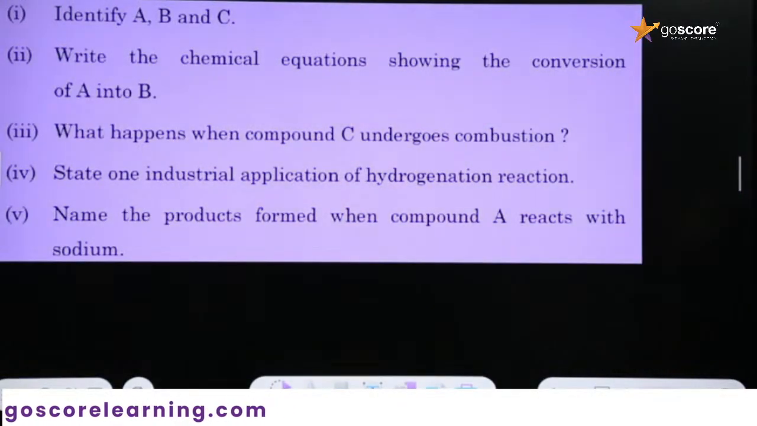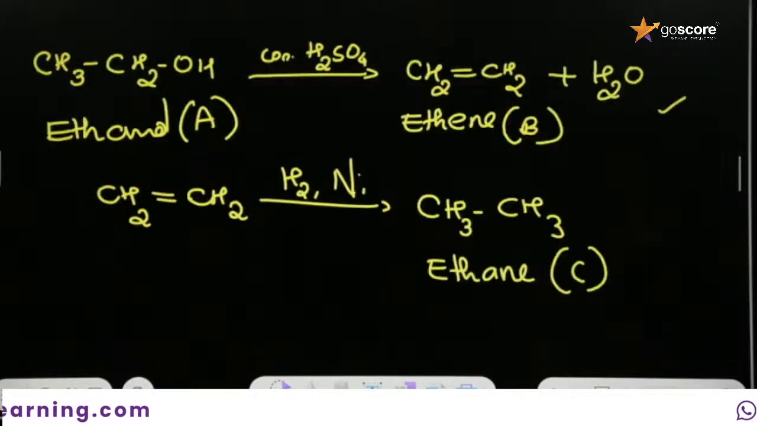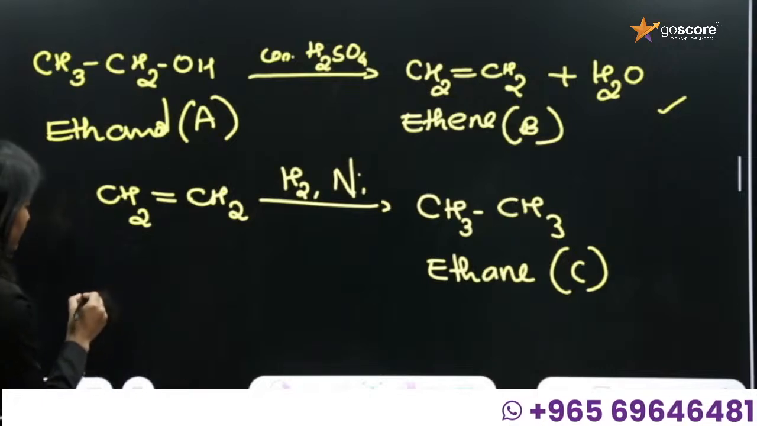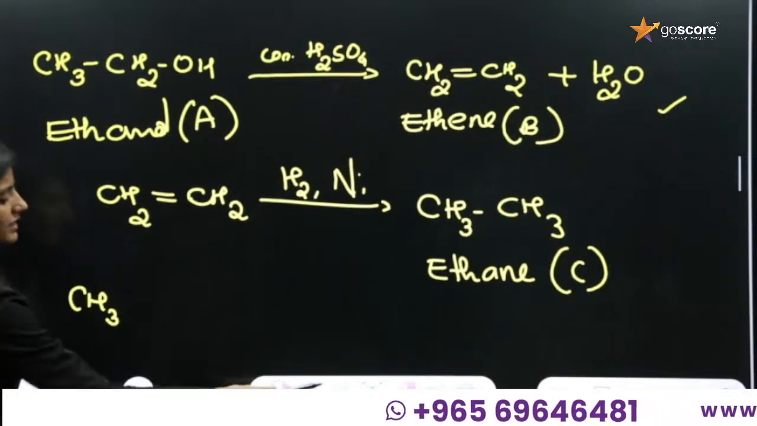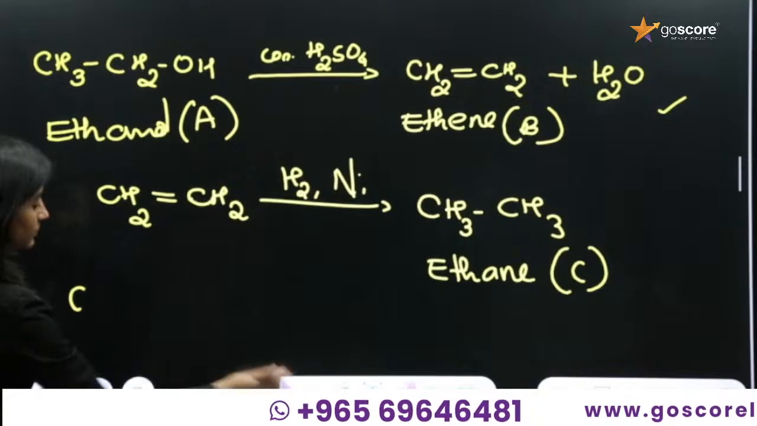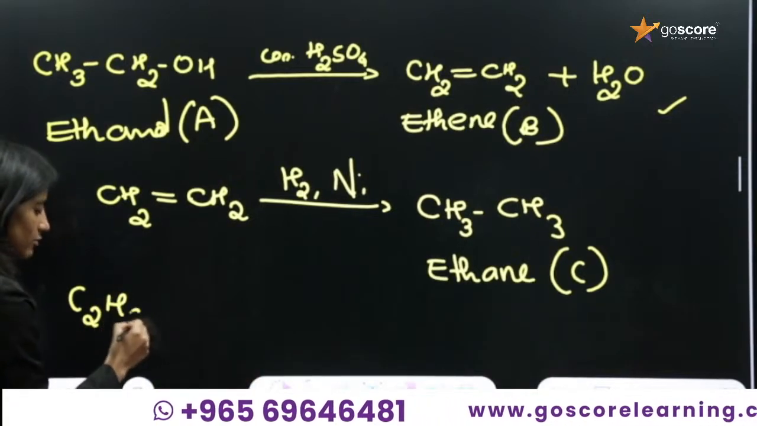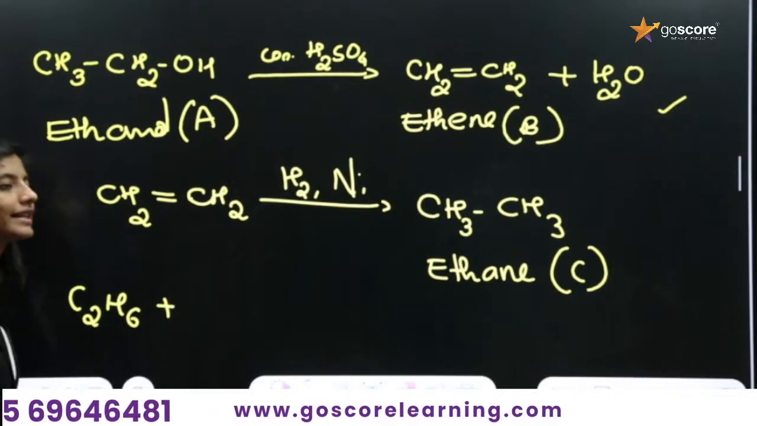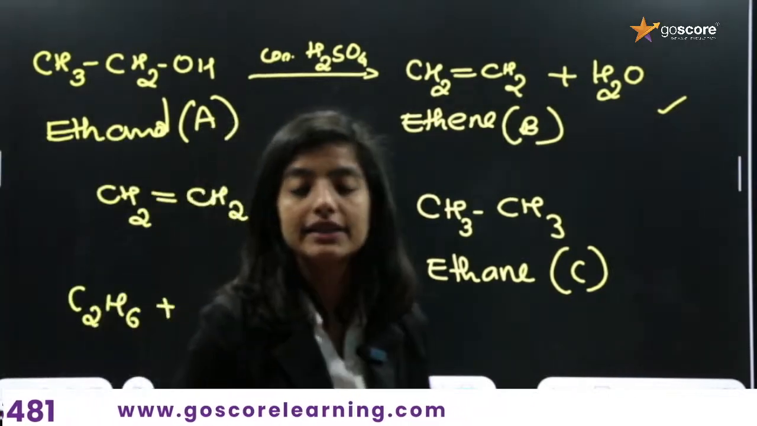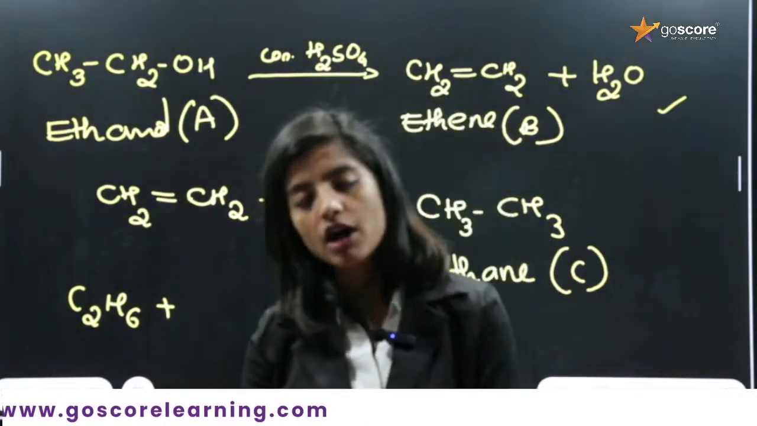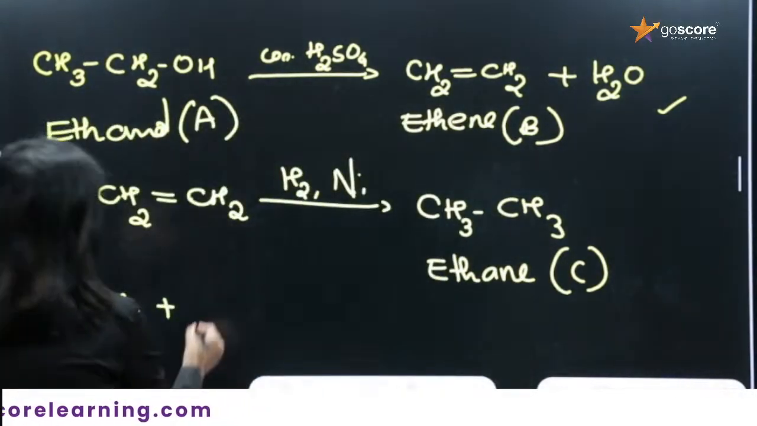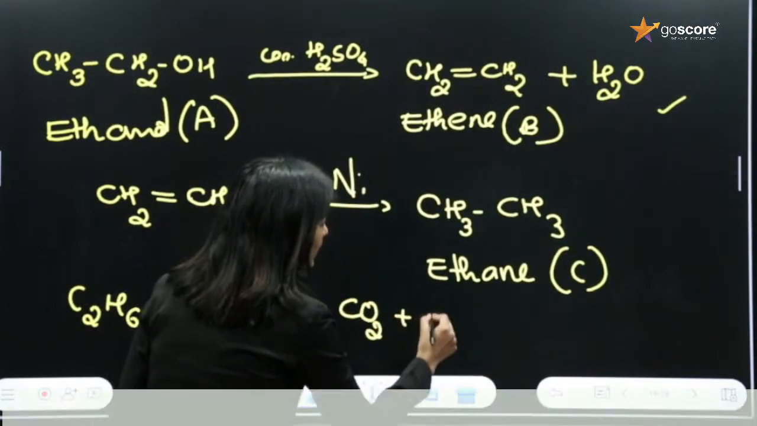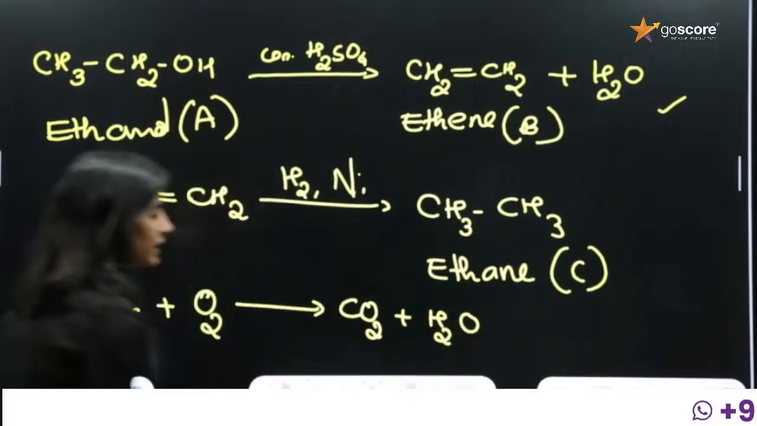What will happen to compound C when it undergoes combustion? What was compound C? This was compound C: CH3CH3. Can I just write it as C2H6? C2H6, one and the same. Combustion is nothing but reacting in the presence of oxygen to form carbon dioxide and water, along with a large amount of heat energy.